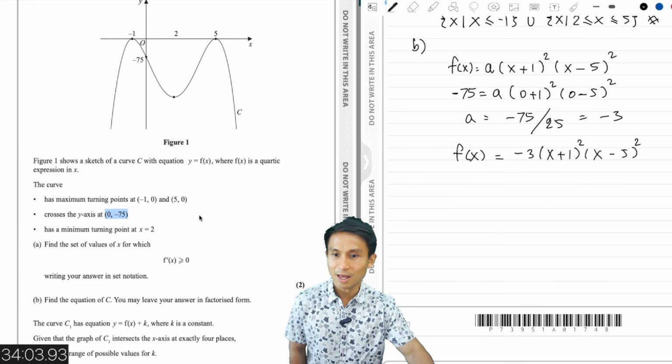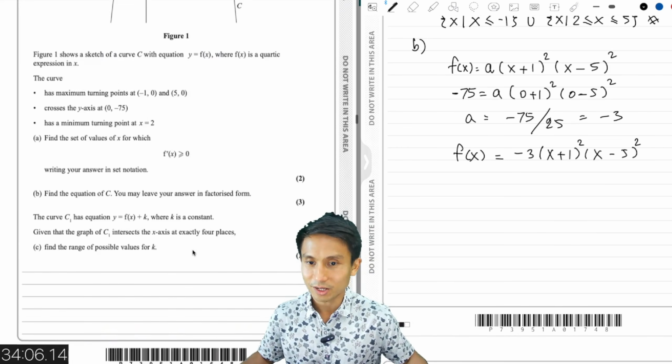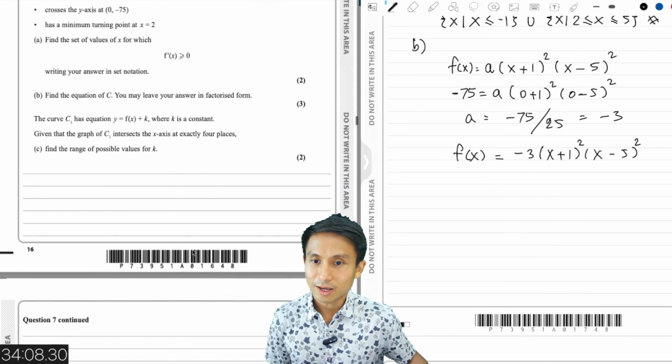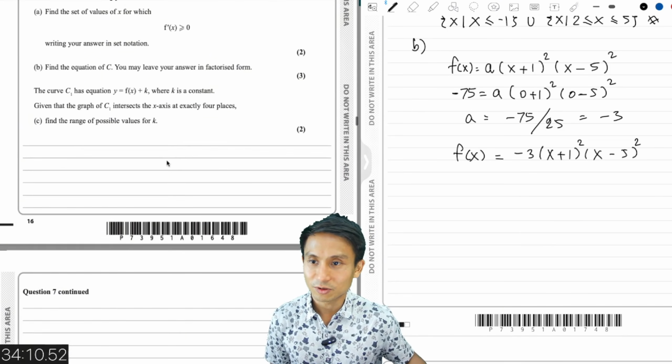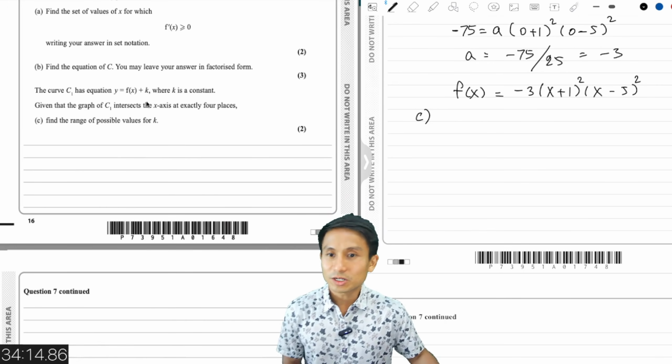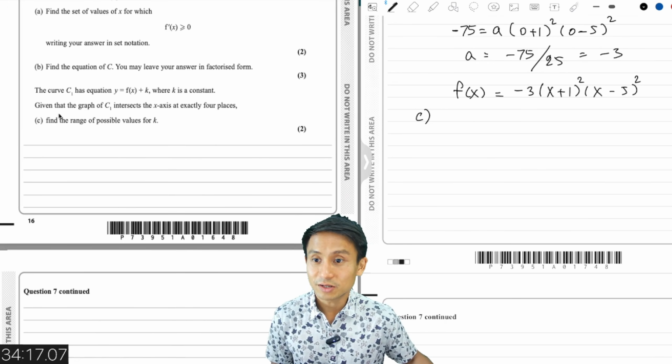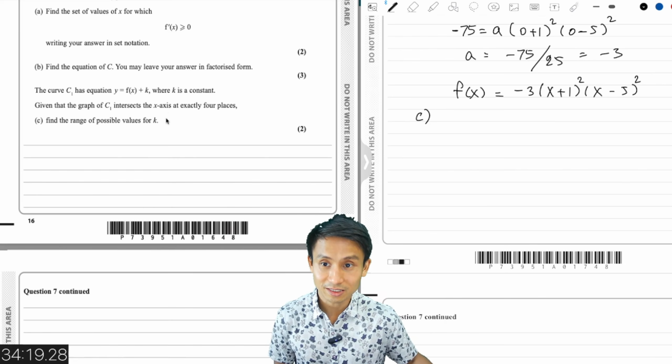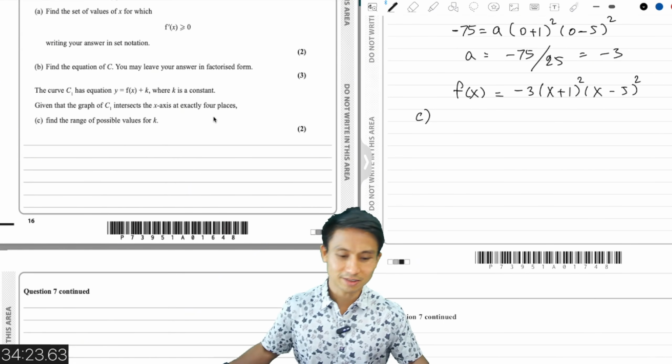All right. And that's all it is, right? Okay. Yeah, I leave it in a factorized form. Yep. So part C. The curve C1 has equation f(x) plus k, where k is a constant, given that the graph C1 intersects the x-axis at exactly 4 places.